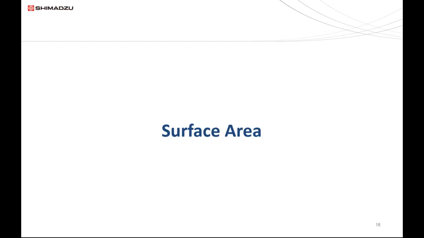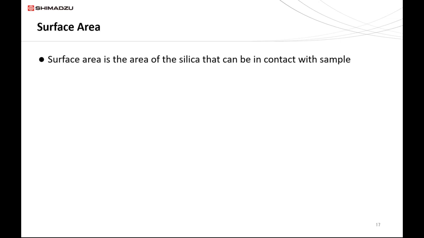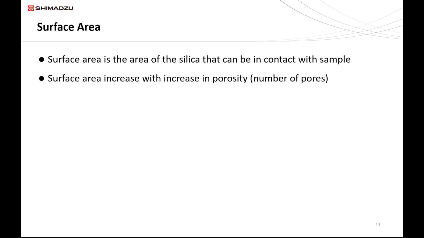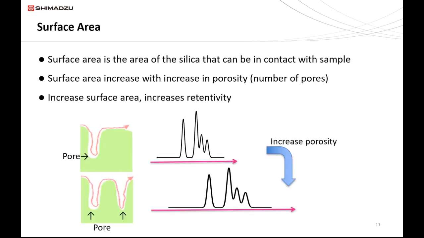Other than the size of the pores, the number of pores is also important, because this determines the surface area available for interaction with the analytes. Surface area is defined as the area of the silica that can be in contact with the sample. With an increase in number of pores, the surface area will increase. The overall effect is an increase in retentivity because the analytes will have more surface area for interaction. If you need to improve the retentivity of your analytes in the column, a larger surface area column should be chosen.